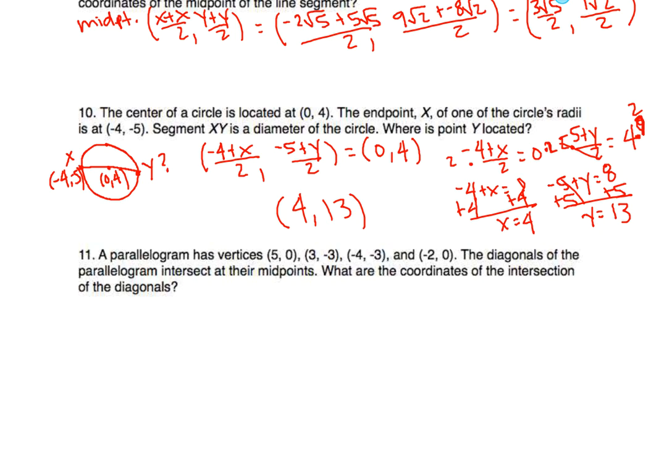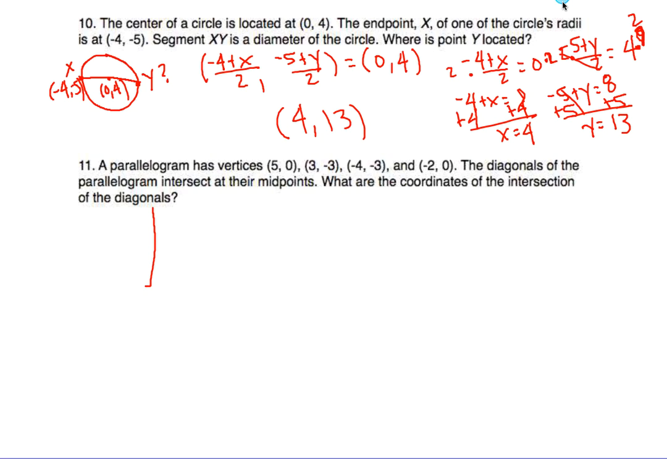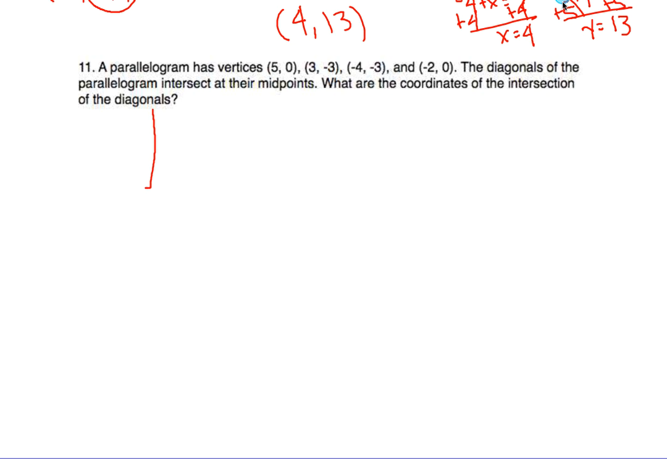On 11, it says a parallelogram has vertices (5, 0), (3, -3), (-4, -3), and (-2, 0). The diagonals of the parallelogram intersect at their midpoints. What are the coordinates of the intersection of the diagonals? So for one, you probably want to sketch out what this looks like on a graph. So draw yourself a little makeshift coordinate plane.